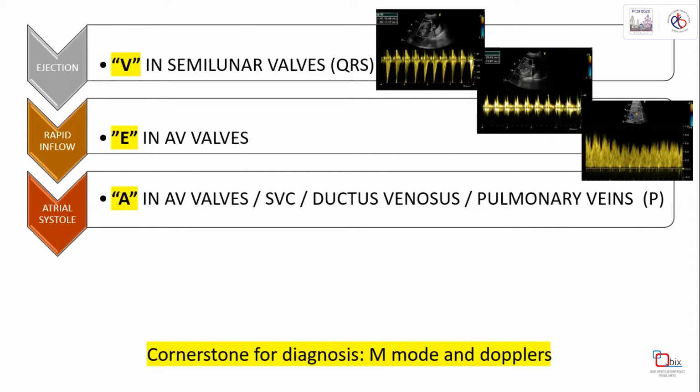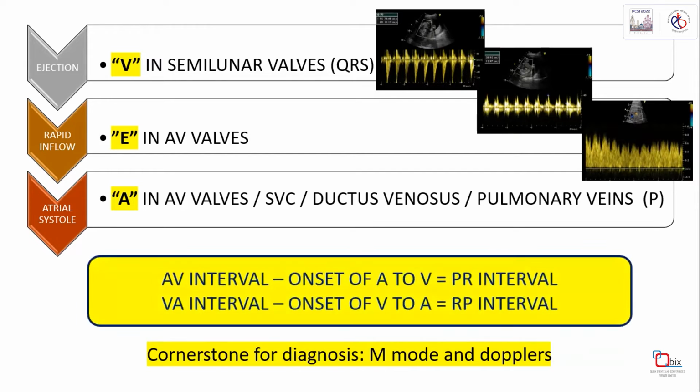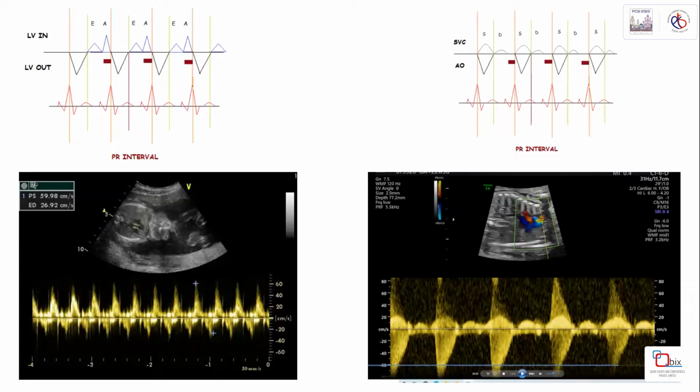Now coming to the ejection, we can take any of the semilunar valves. The rapid inflow is typically seen in the E of the AV valve and the atrial systole in the A of the AV valve, or even the ductus venosus or pulmonary vein. Now the cornerstone for diagnosis of any arrhythmia, whether it's going to be tachy or brady, is the PR interval, which is the onset of the A to the onset of the V. How do we measure it? We can take the LV inflow outflow, and how we take it is the beginning of the A to the beginning of the V. Or we can take the aorta SVC simultaneous Doppler and the beginning of the A to the beginning of the V.